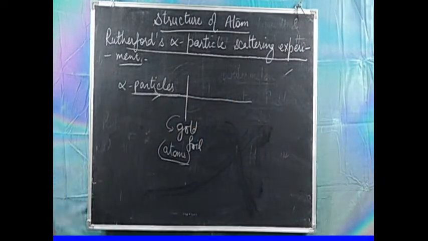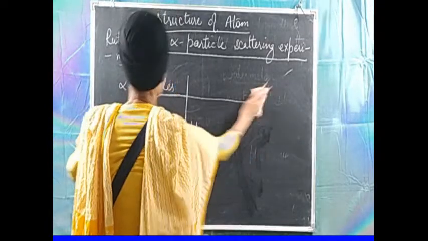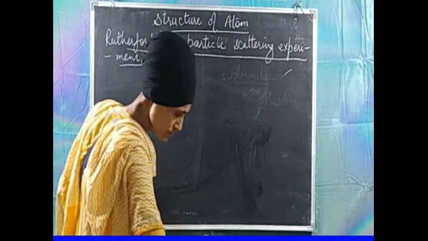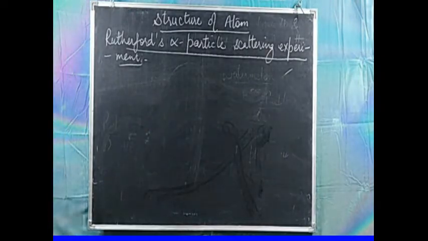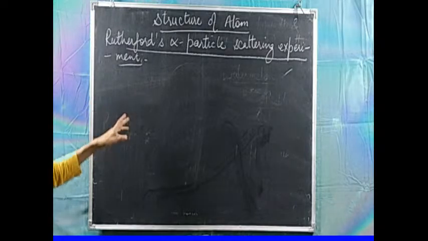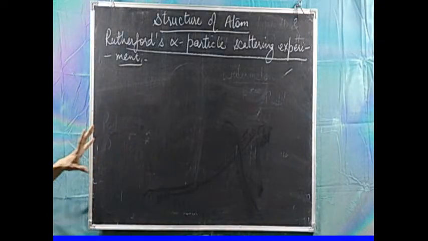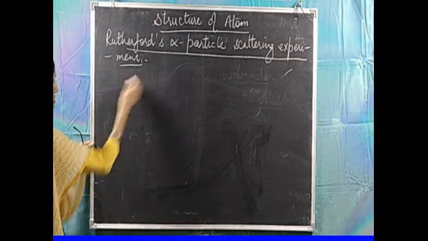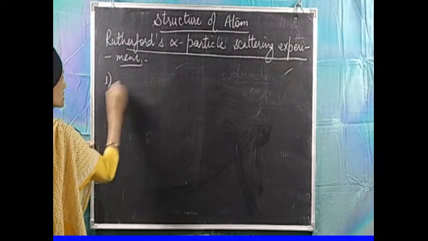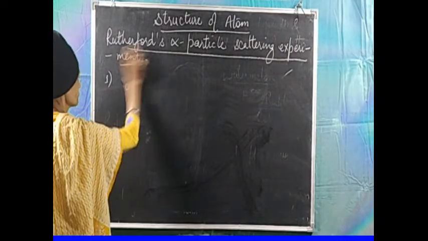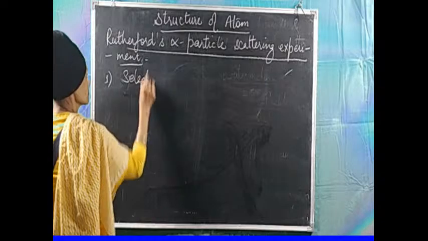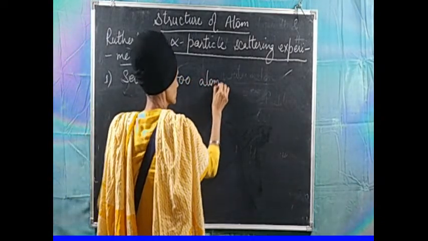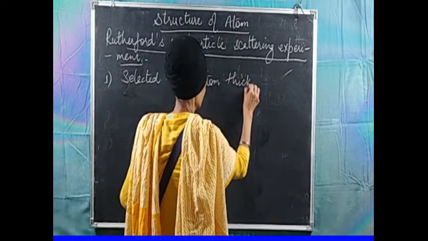Now let us discuss Rutherford's experiment in detail. How did he perform it? What was the setup? And what did he observe? So he selected a gold foil. It was as thin as 1000 atoms thick. If we discuss his experiment in steps, first he selected a gold foil, 1000 atoms thick.